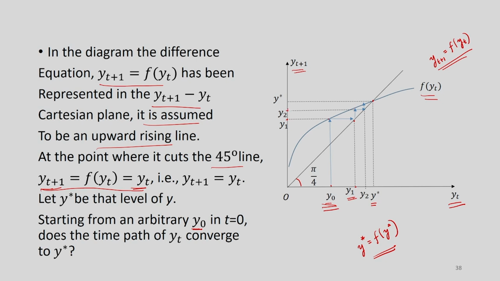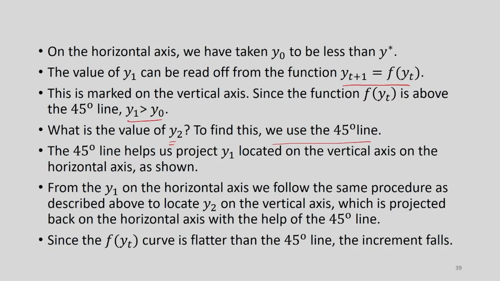And y2 is here, but we wanted to find out what y2 is on the x-axis. So, again I project that on the x-axis taking the help of the 45-degree line. So, here is y2. Okay. So, this is the method we are deploying here. We are using the 45-degree line to project the values on the x-axis, and simultaneously we are using the f function as well. So, that is what we have written here.